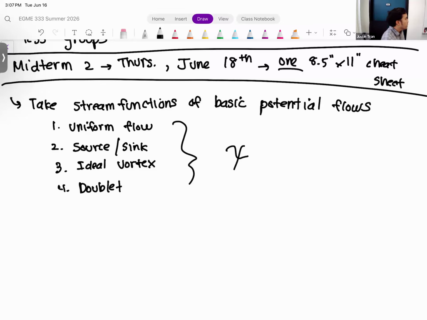Remember, the stream function is a scalar function. You can obtain the velocities by taking derivatives of the stream function. But what's significant about the stream functions is that if you want to make a complex flow, all you have to do is just add the stream functions of different basic potential flows together.